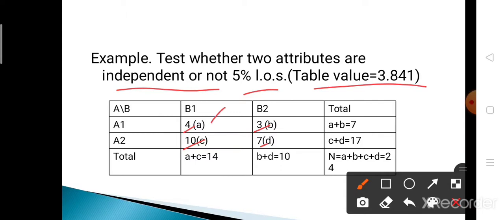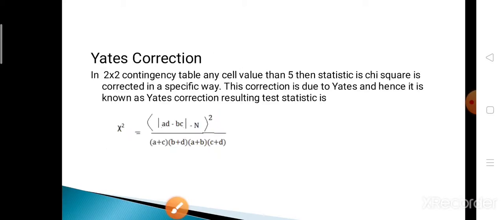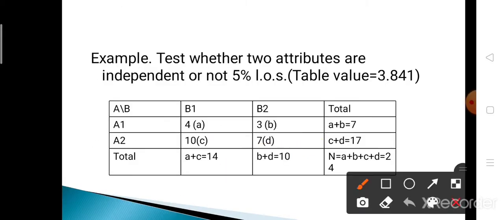Here let's see the cell values 4, 3, 10 and 7. So denote the first cell value by A, then B, then C and D. Here the cell values A and B are less than 5. If any cell value in a 2 by 2 contingency table is less than 5, then we use the Yates correction. So here we use the Yates correction. First calculate the row totals and column totals. A plus B is 7, C plus D is 17, A plus C is 14 and B plus D is 10, and capital N is 24. That is the total of all cell values, A plus B plus C plus D.